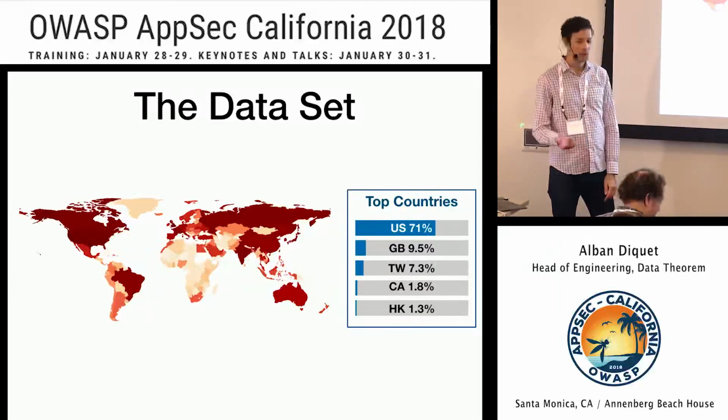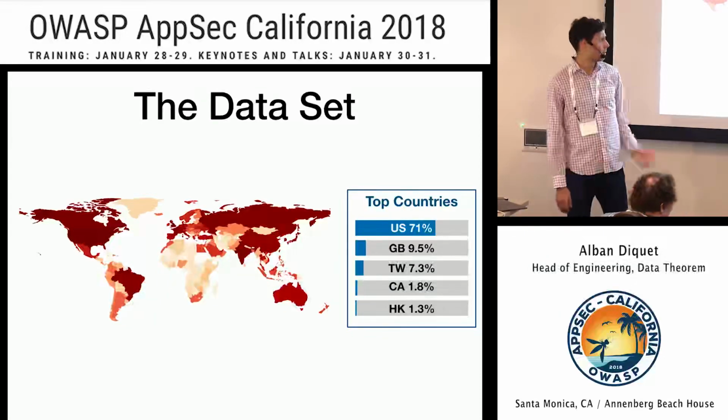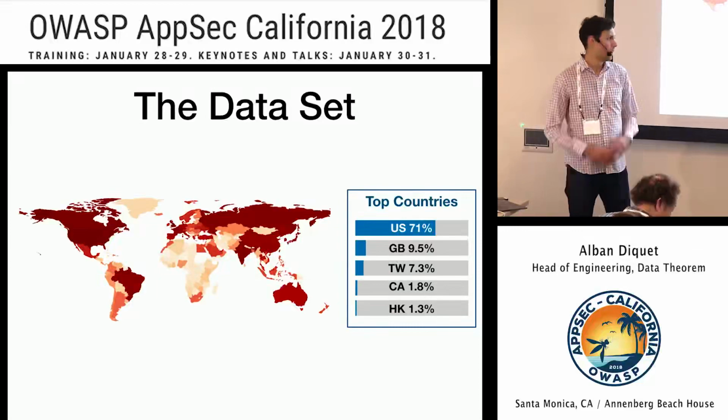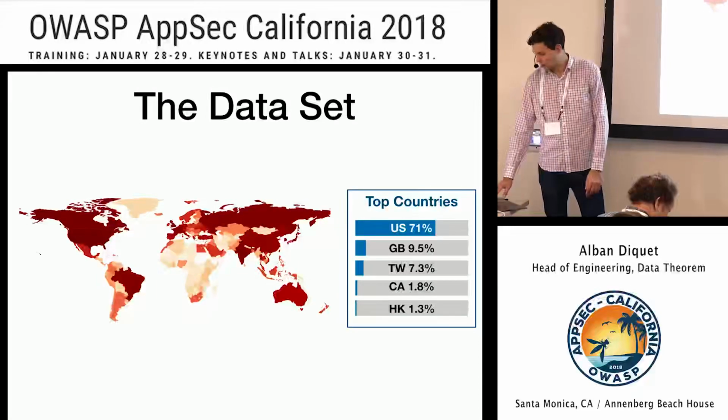But most of the data comes from the US. We have a few big apps in Taiwan, so that's why Taiwan is third. But yeah, so just a high level overview of the data set.